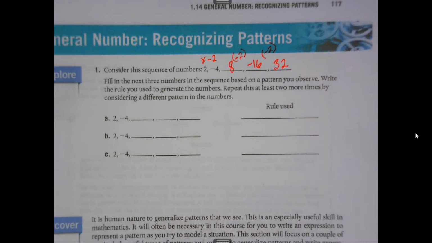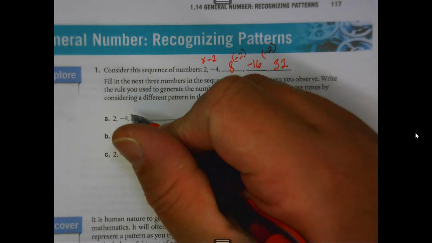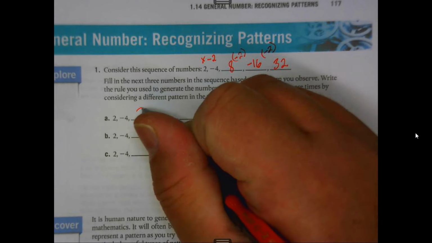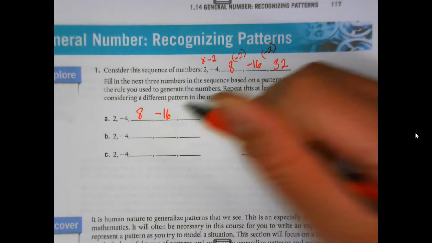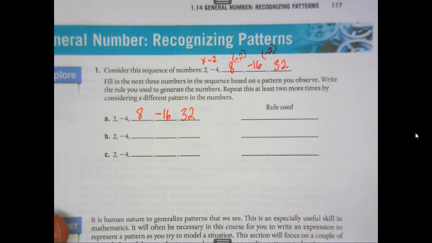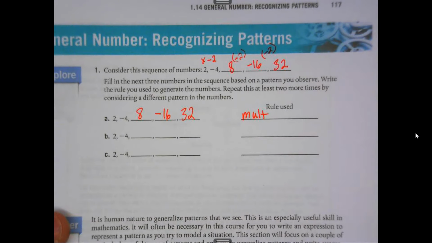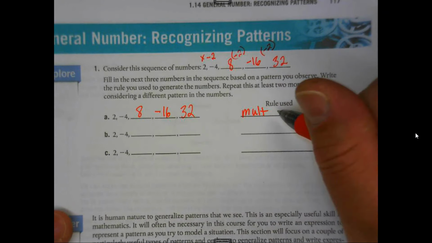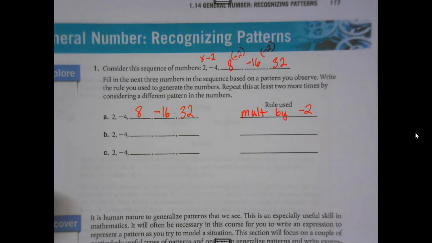Okay. So I guess I was supposed to write those down here. So the first rule I came up with, I had 8, -16, 32, and I was multiplying the first number by -2. And now they want us to come up with another rule, a different rule.